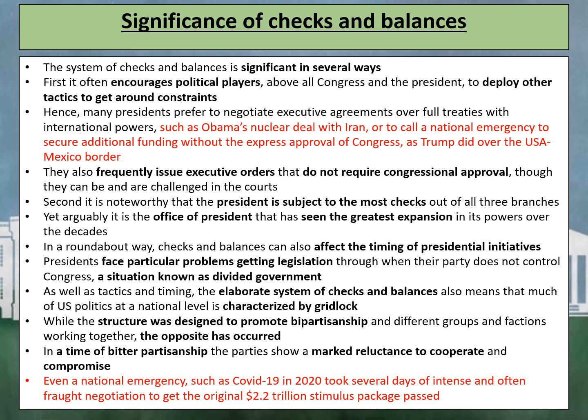The system of checks and balances is significant in several ways. First, it often encourages political players, above all Congress and the President, to deploy other tactics to get around constraints. Hence, many presidents prefer to negotiate executive agreements over full treaties with international powers, such as Obama's nuclear deal with Iran, or to call a national emergency to secure additional funding without the express approval of Congress, as Trump did over the US-Mexico border. They also frequently issue executive orders that do not require congressional approval, though they can be and are challenged in the courts.